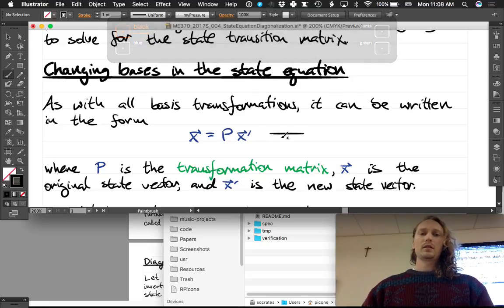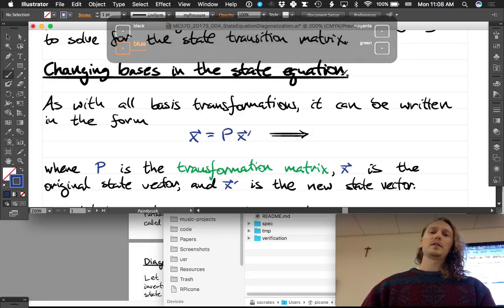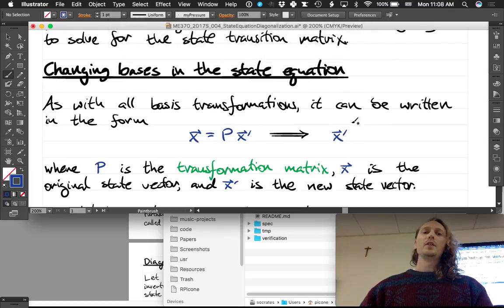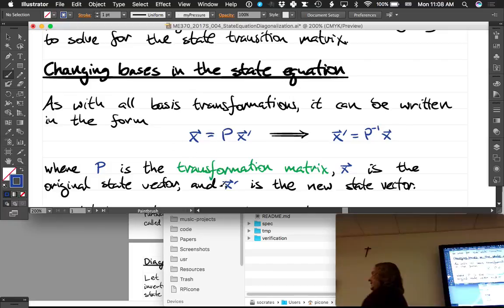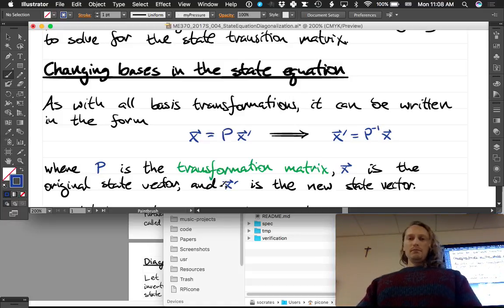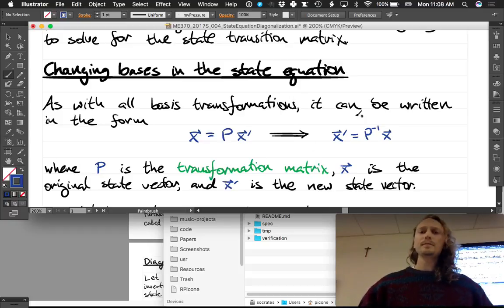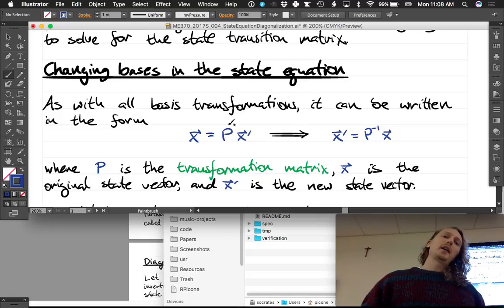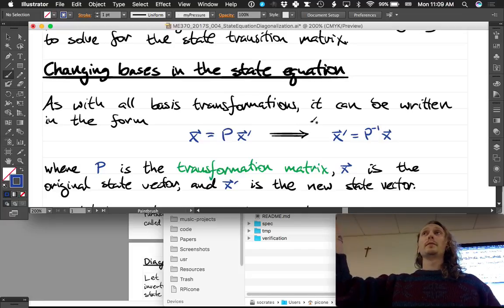Okay, so we can solve that for x prime. X prime is our new vector, a new state vector in this transformed basis. So we just inverted P and moved it to the other side, or left multiplied by P inverse. Either way, six or half a dozen. So that is a basis transformation. So you can either go from x prime to x, or you can go from x to x prime, depending on which equation you use, right?